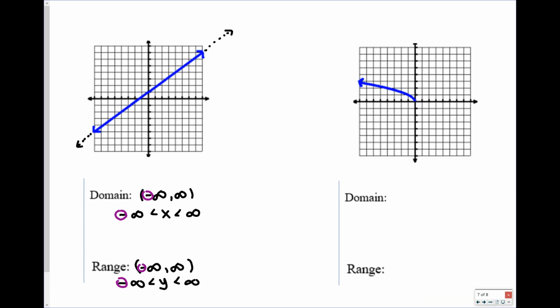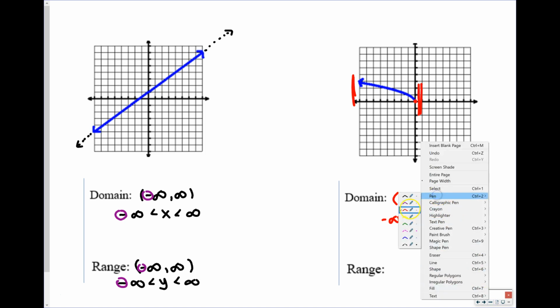Here we've got domain. Remember, domain is left to right, so there's my left, there's my right. To the left, it goes on to negative infinity. So negative infinity are all my left points. My right point stops right here, and that's at 0. So I've got parentheses here and a bracket here for my domain. And the 0 is a bracket, so that's going to look like this with the equal to on your inequality, and it's going to be 0.